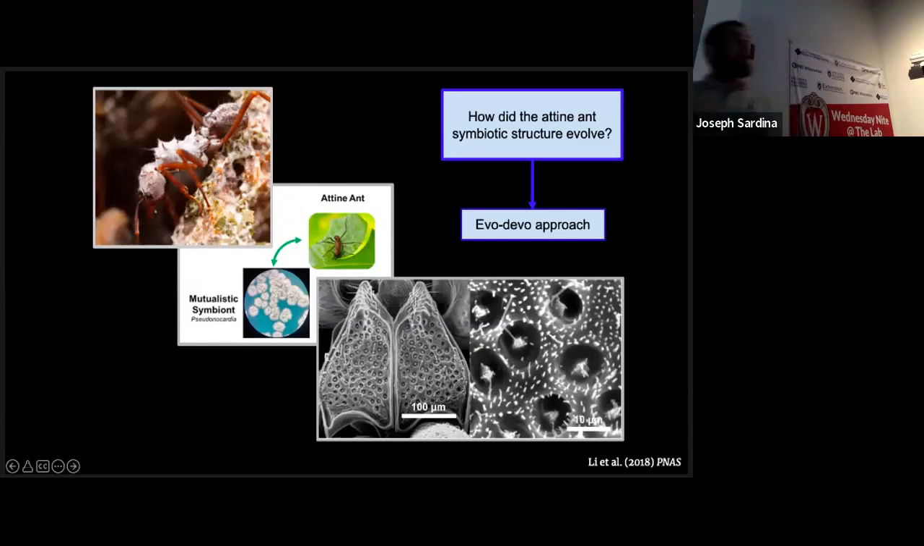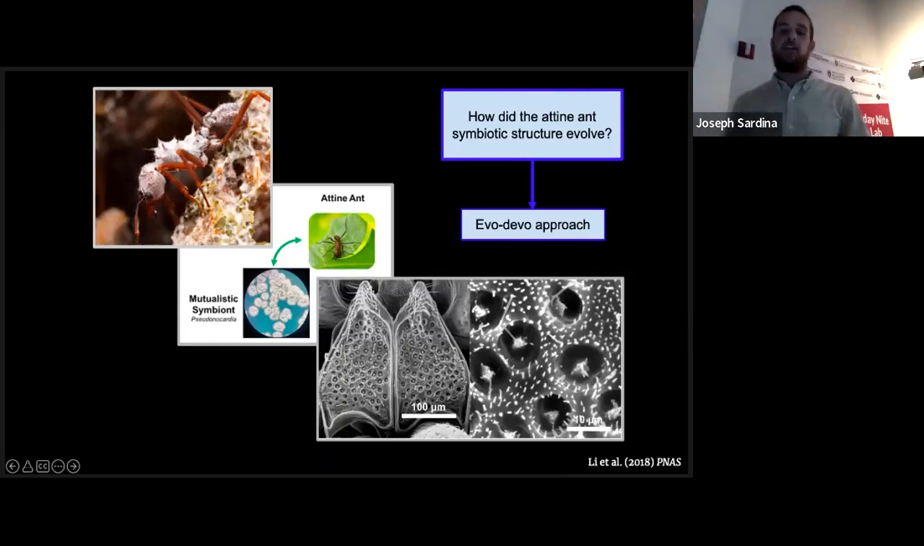And so in short, the way the Evo-Devo approach works is by studying the development of, in this case, my structure of interest, the symbiotic structure, you can uncover the developmental blueprint of your structure. So how your structure develops, as well as some of the key genes and proteins that are involved in the development of your structure. And then you can compare this developmental blueprint to other structures and other species to infer some sort of evolutionary history of your structure.